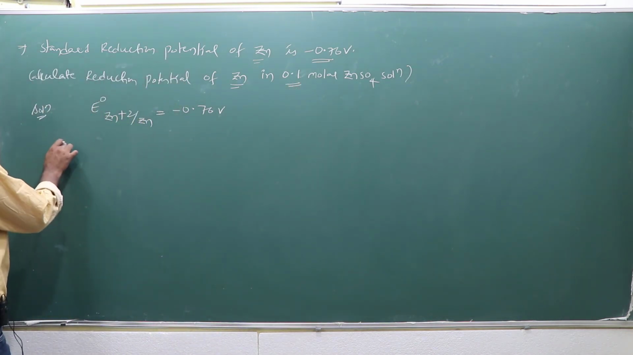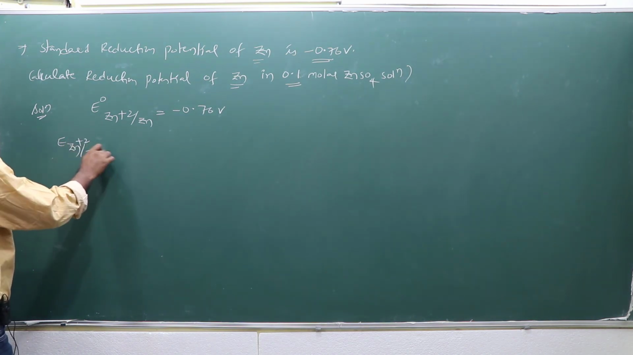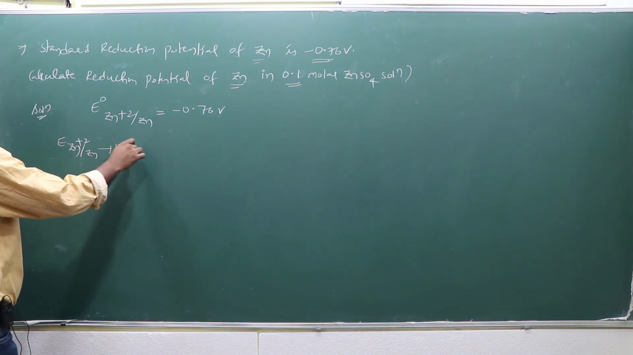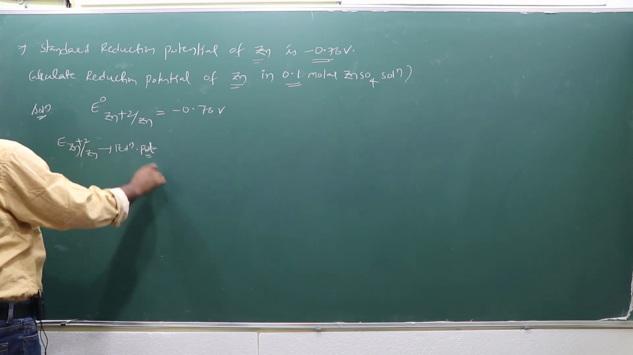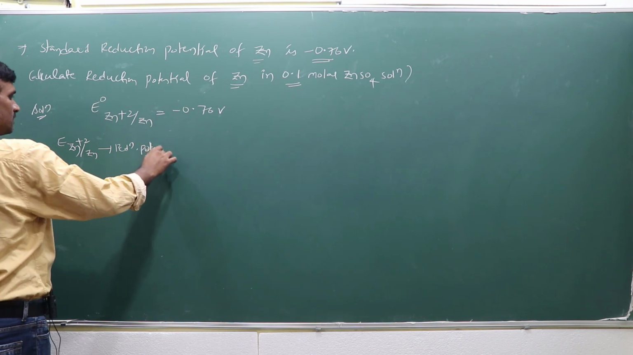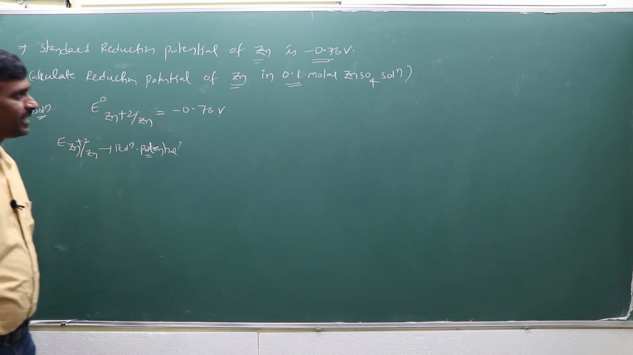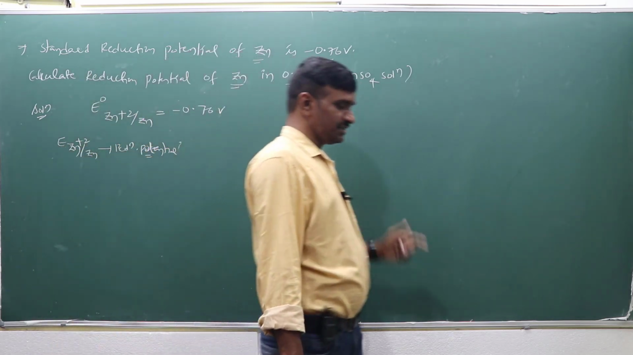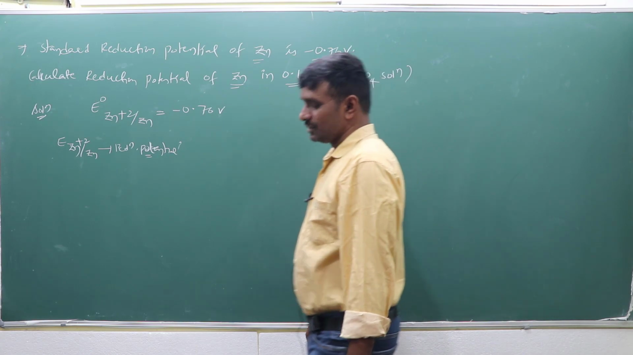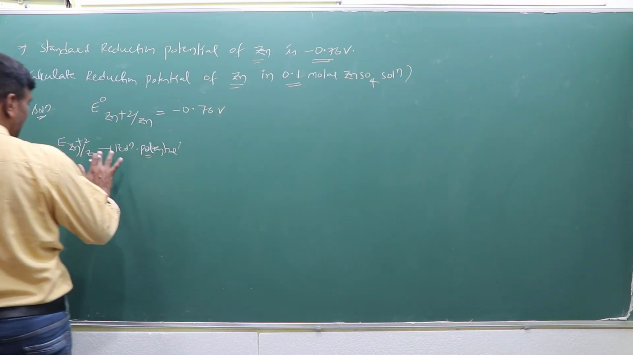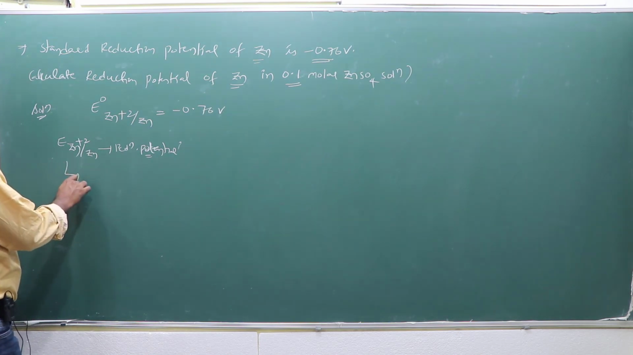So reduction potential means E of zinc plus 2 going to zinc. Reduction potential of zinc, in which solution? 0.1 molar zinc sulfate solution. So which one you have to calculate? Reduction potential. So that's what you write, the reduction reaction.